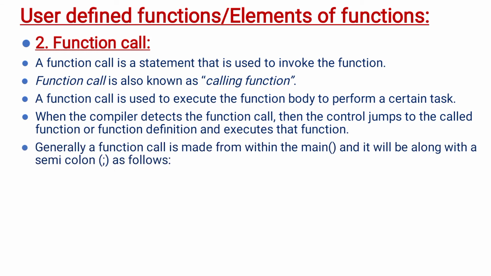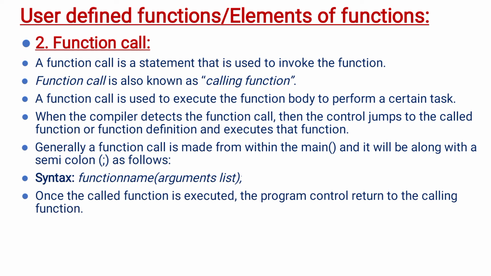Generally, a function call is made from within the main function, along with a semicolon, as follows. Within the main function, we can write a function call statement, and at the end of the function call statement, we have to write a semicolon. So this is the syntax to write a function call: function name, and inside parentheses, we pass the arguments list. This is the function call statement.